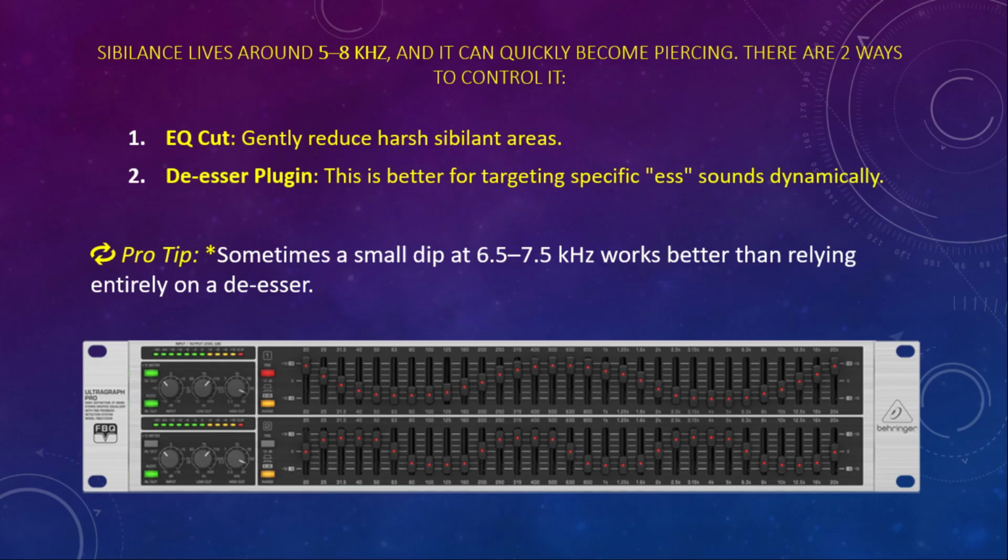Now here's a tip the pros usually will give you. Sometimes a small dip at 6.5 to 7.5 kilohertz works better than relying entirely on a de-esser.